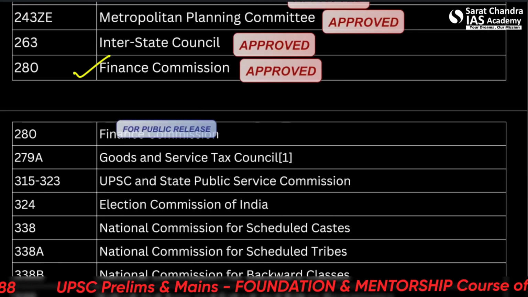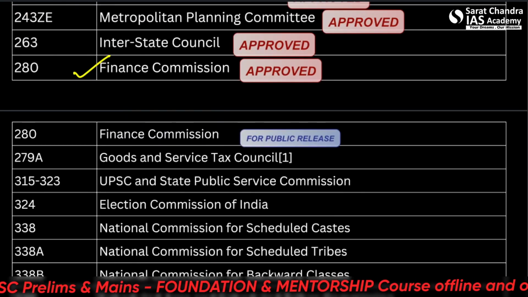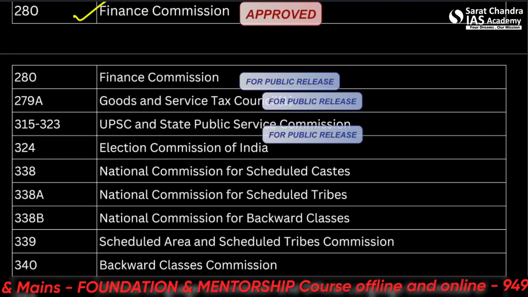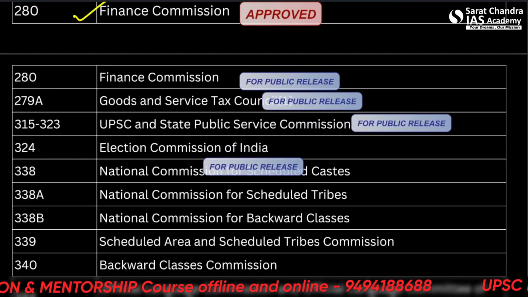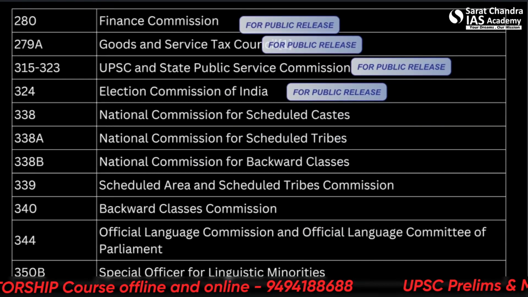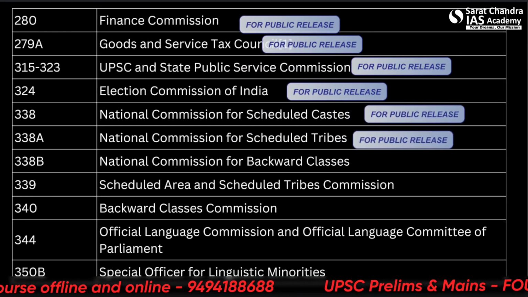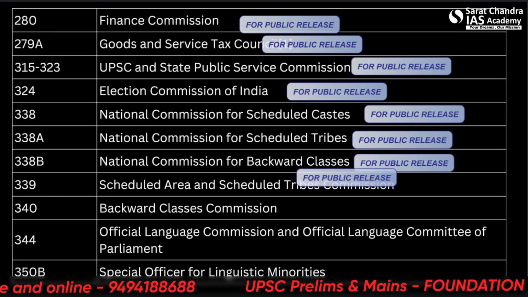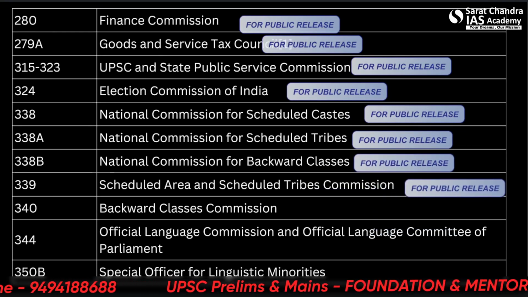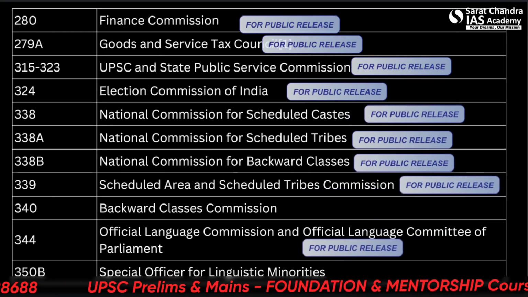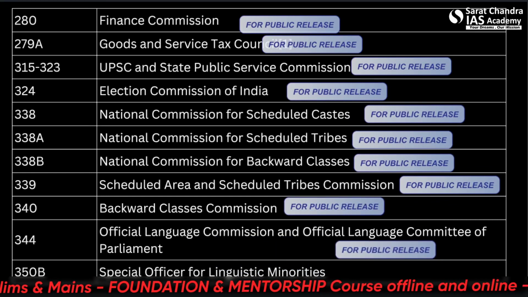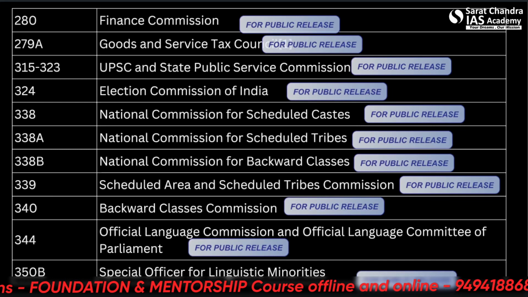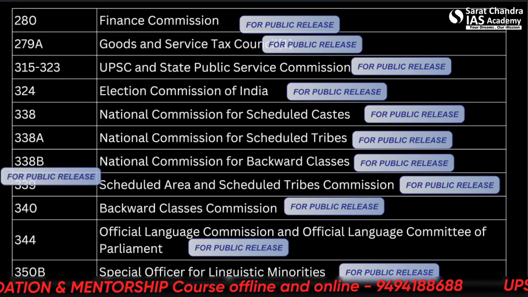Okay, this one I will use. So Finance Commission, we have already covered. GST Council, this one is important, very recently formed. UPSC and SPSC. Election Commission of India, National Commission of SC, ST and backward classes. This is in question. For Scheduled Areas and Scheduled Tribe Commission, Backward Classes Commission, Official Language Commission and Official Language Committee of Parliament, a Special Officer for Linguistic Minorities.